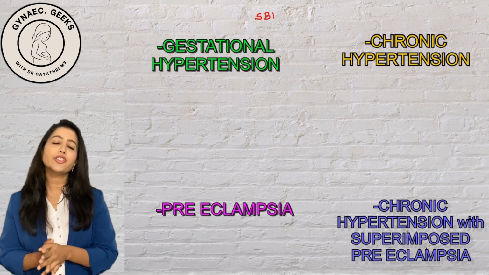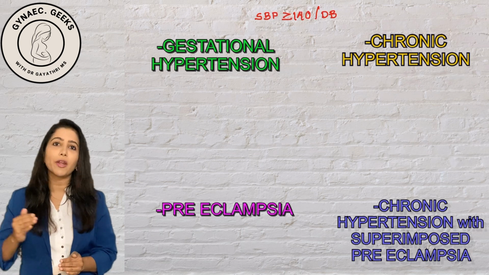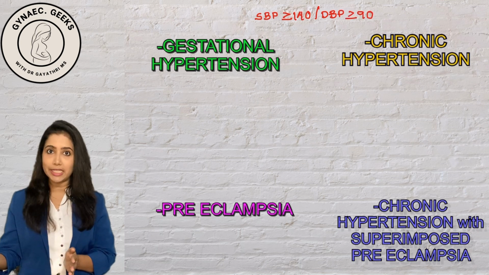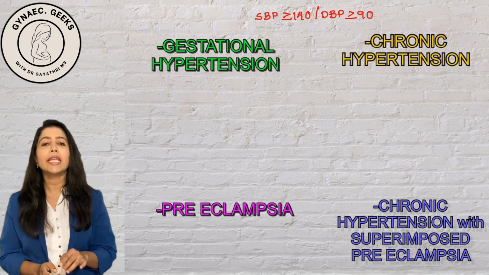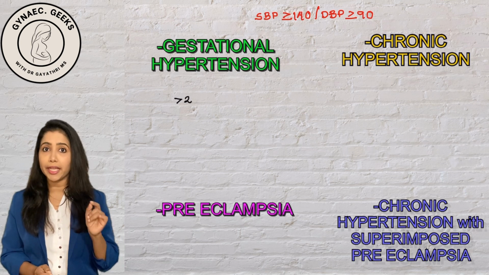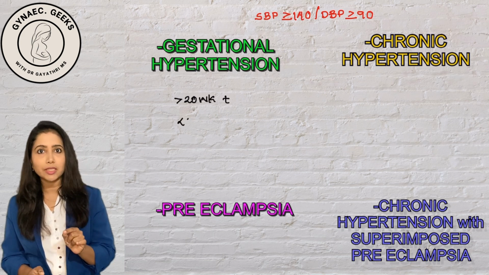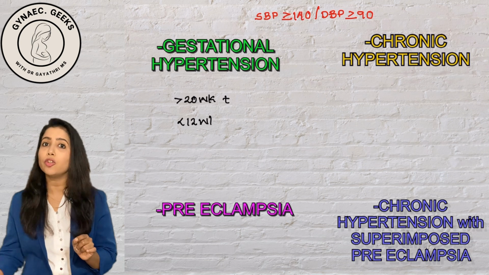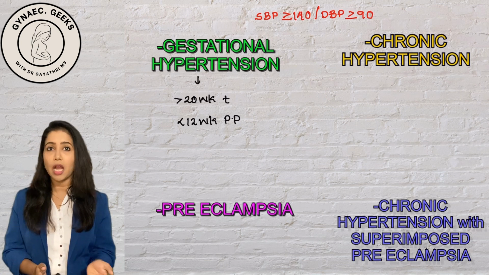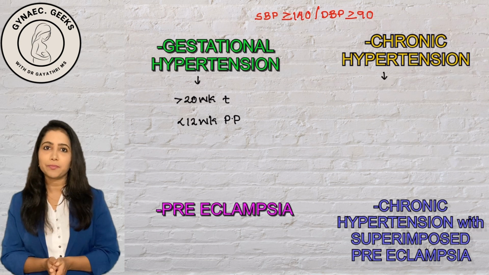So hypertension is when the systolic BP is more than or equal to 140 and the diastolic BP is more than or equal to 90. In case of gestational hypertension, the high BP is diagnosed first in the pregnancy after 20 weeks and it comes back to normal within 12 weeks postpartum. Diagnosed after 20 weeks and comes back to normal within 12 weeks.